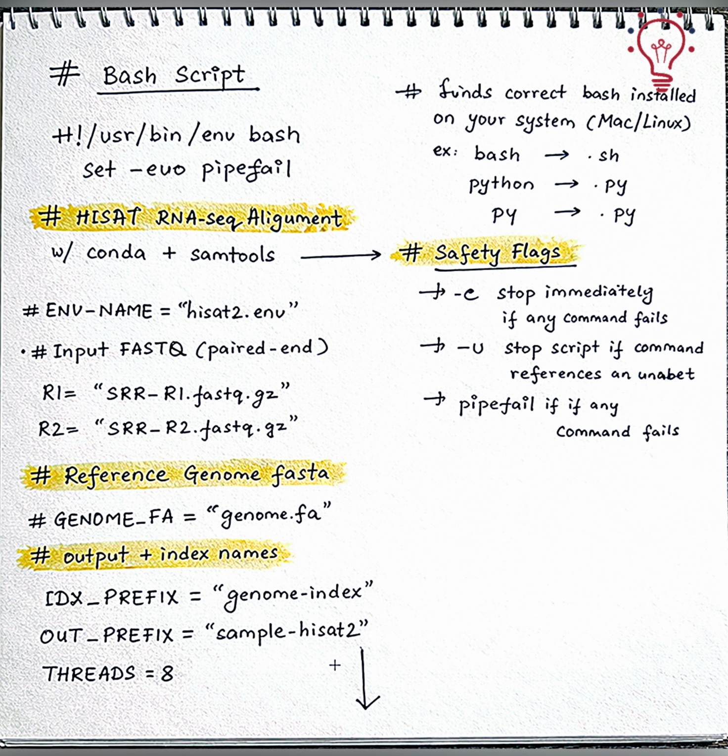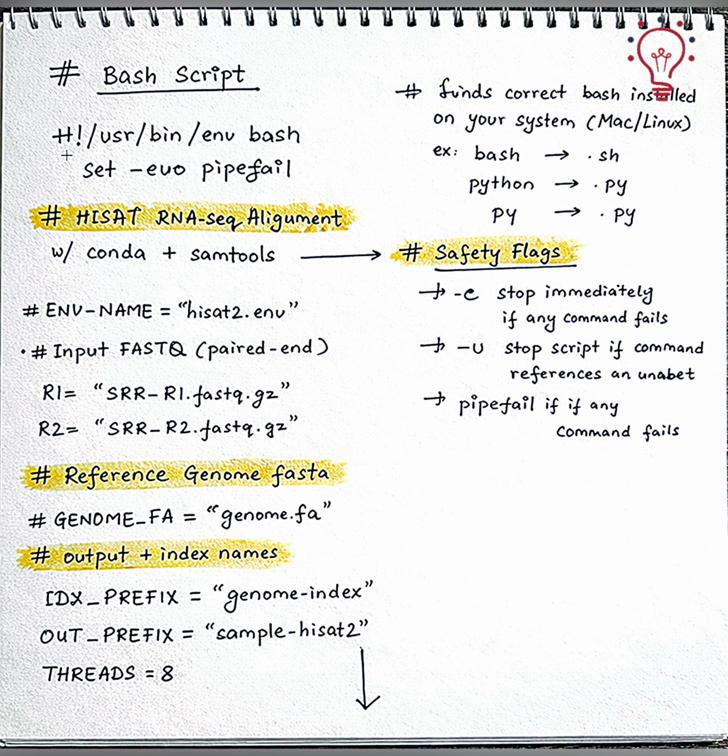In this slide, I am showing the structure of a basic bash script used for RNA-Seq alignment using HISAT2. First, we start with the script header. #!/usr/bin/env bash. This line tells the operating system to use the correct bash interpreter installed on your system, whether you are using Mac or Linux. Next, we use a safety command. set -euo pipefail. This makes the script safer and more reliable.